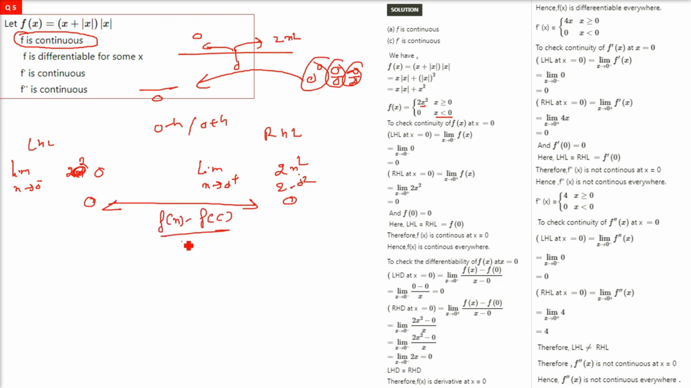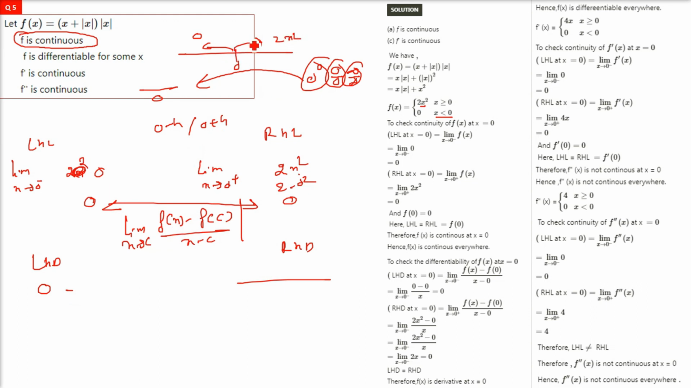And what about the differentiability? f(x) minus f(c) by x minus c, limit x tends to c. This is the formula we apply. Or this is, you can say, the precursor of the first principle. The left hand derivative, right hand derivative: you go to the left, you will use f(x) as 0. On the right, f(x) will be 2x square. So let me just complete this f(x) first, then I'll write the other values.